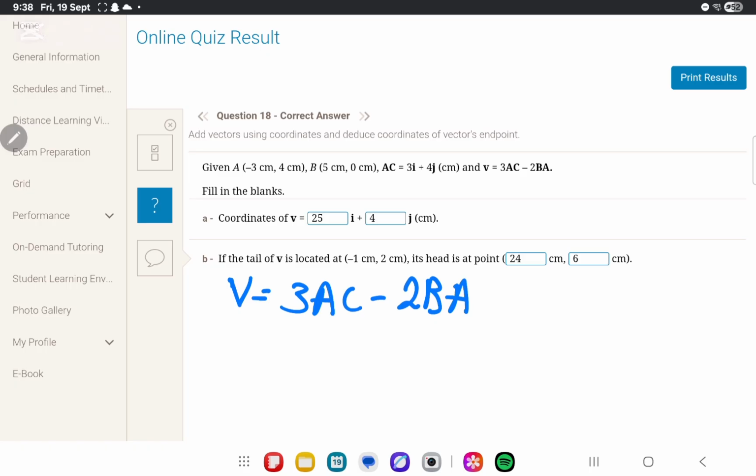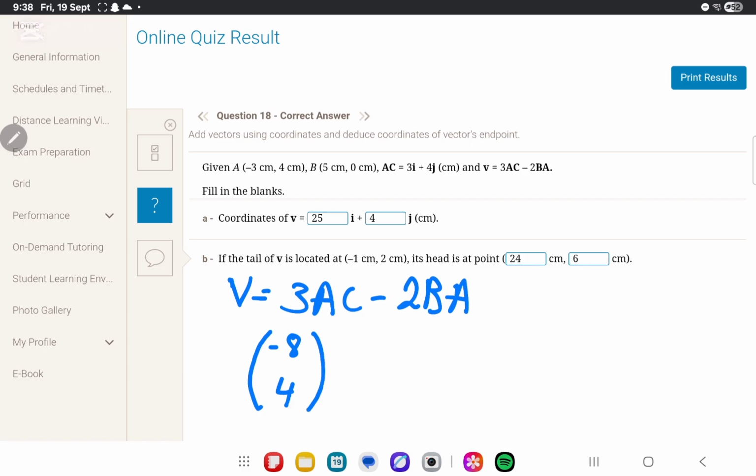So here we find vector BA, right? Because we don't have vector BA. So BA is going to be B minus A. So 5 minus 3 is minus 8, sorry. 5 minus 3 is minus 8. 0 minus 4 is 0 plus 4, which is 4.